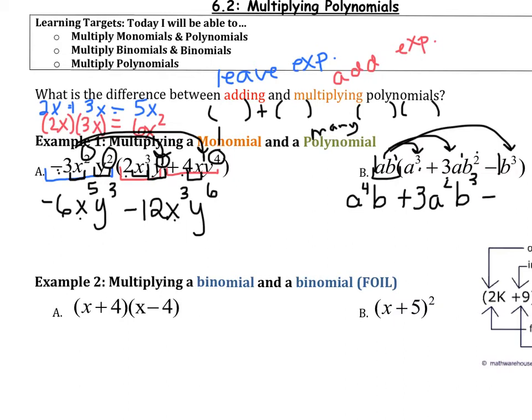We'll multiply the a times, there aren't any a's, so we still have just one a to the first. And then we'll multiply the b's. B to the first times b to the third is b to the fourth. None of these letters have the same exponent, so that's the final answer.